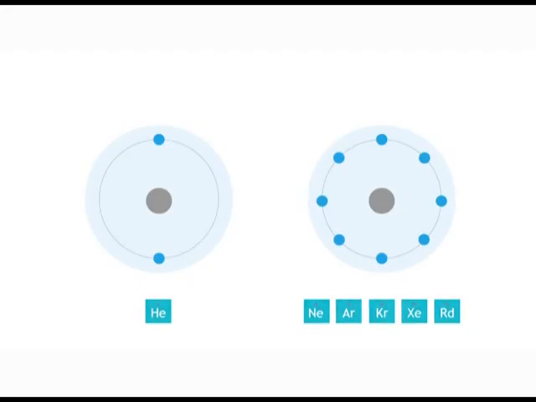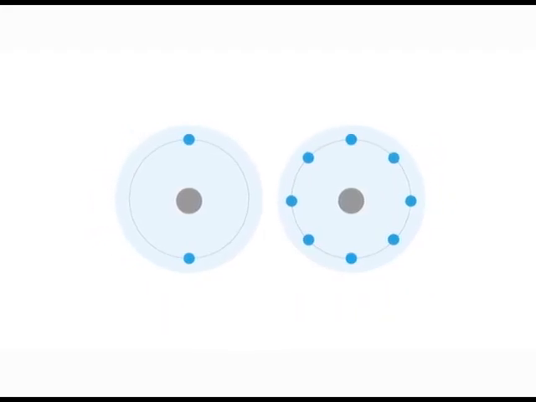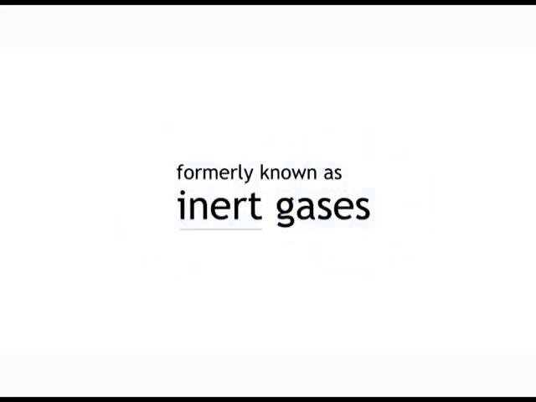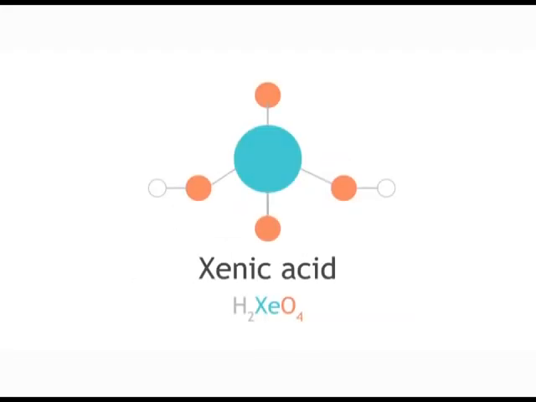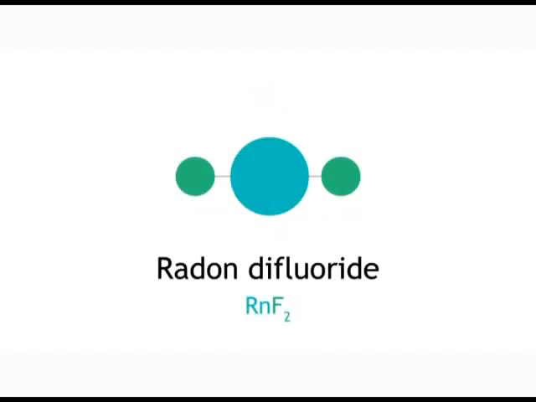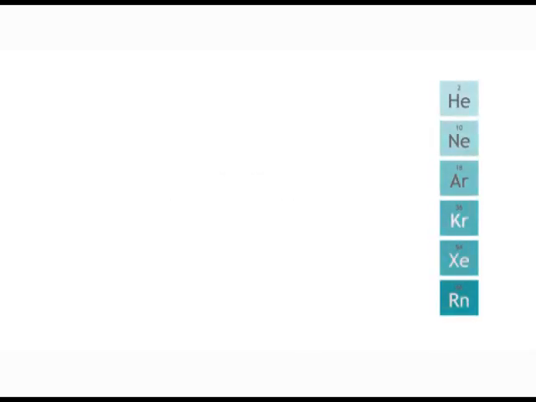In fact, they are so stable that in the past, chemists thought that they could not react with other elements, which is why they were called inert or unreactive gases. However, today we know that some noble gases can indeed react to form some compounds, which is why today this group of elements is called the noble gases instead. Noble gases are colorless and monoatomic, meaning they exist as single atoms.